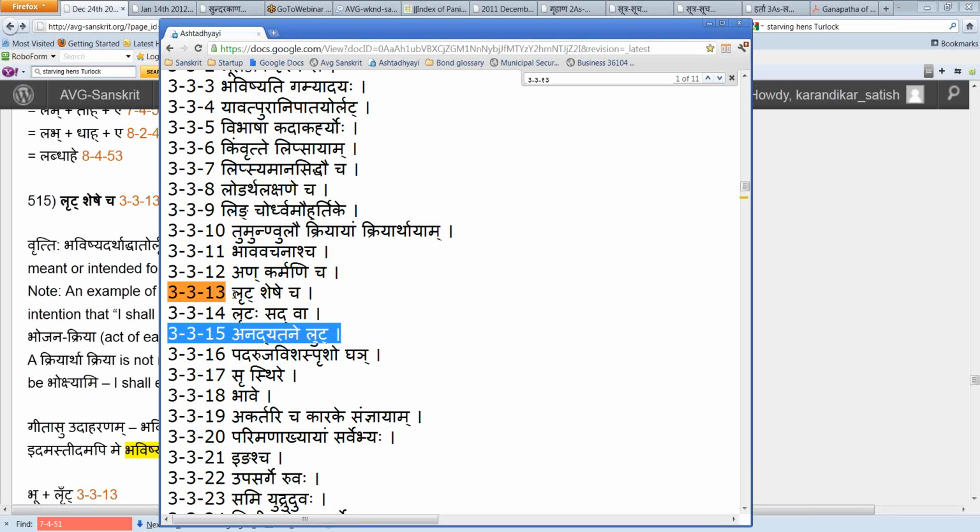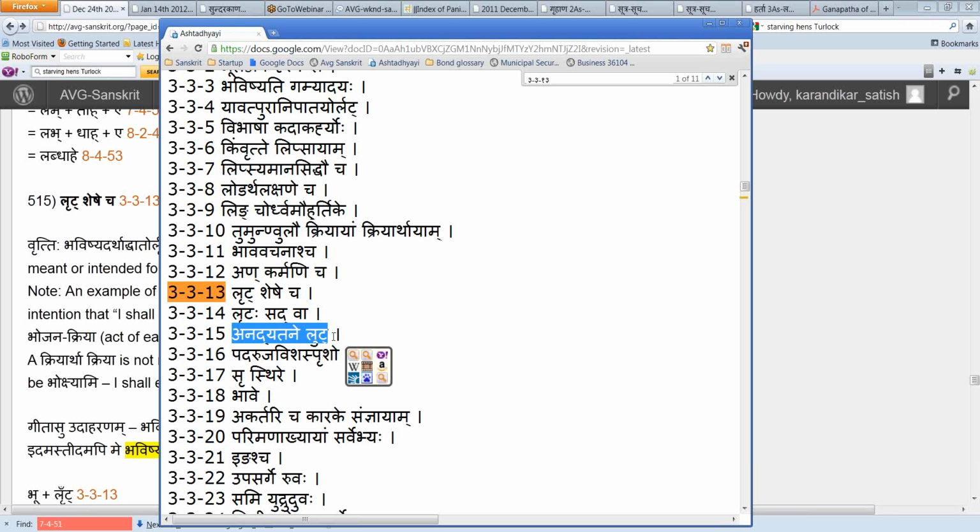But that being the case, let me repeat one more time. We just established that lut can be used in a future tense, whether the kriyartha kriya is there or not. But then last time we learned anadyatane lut. Both of these apply in bhavishyati, they are both in the bhavishyati section. If the action is exclusively not of today, exclusively a distant future, then lut only has to be used. But if there is any component of the action which involves today, like when the action is done today and tomorrow and the day after, then not lut. Then you go back to using lut, because lut is only anadyatane. To use lut, the action has to be exclusively not of today. It has to be all done in the distant future.